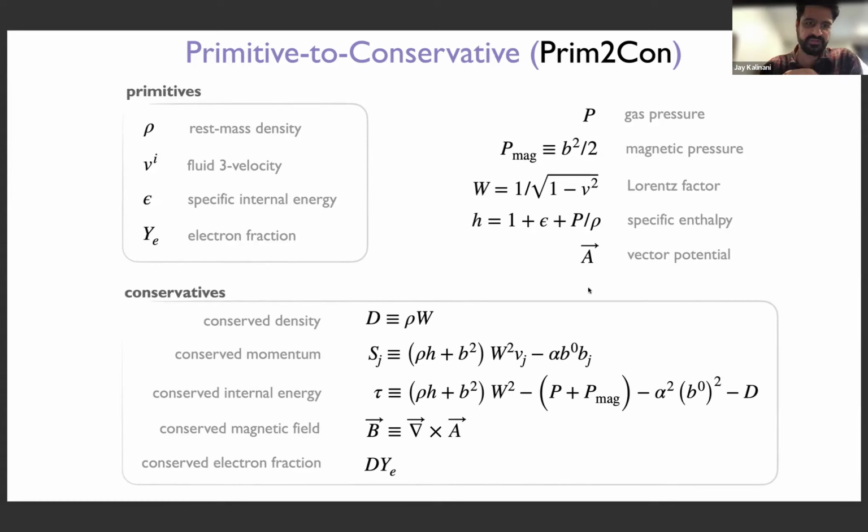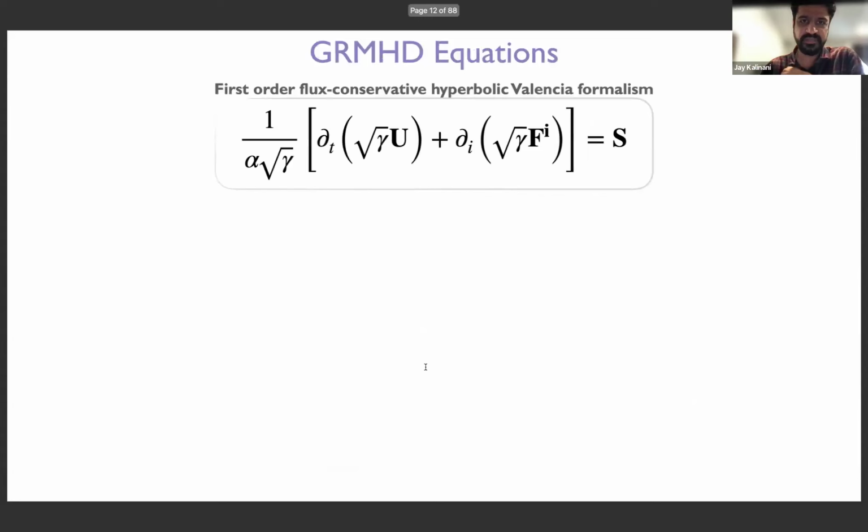For instance, here is the conserved density. You have conserved momenta S_j and internal energy, as well as magnetic field and electron fraction. So these are essentially the analytical prescriptions to compute the conserved variables from the primitives. And this is one of the first steps you do once you start your evolution using a GRMHD code. Of course, I'm not talking about space-time here. These are only related to the hydro quantities.